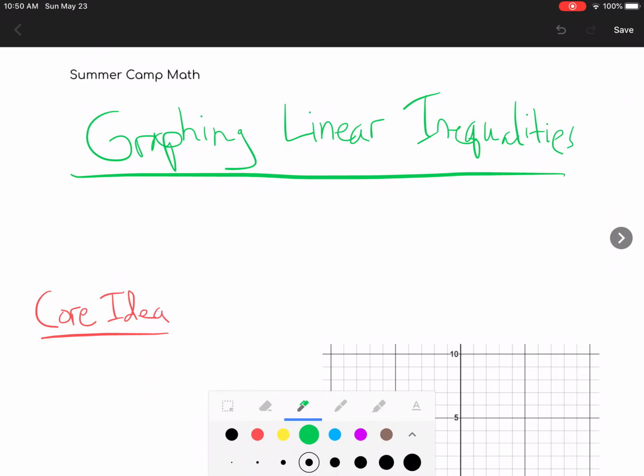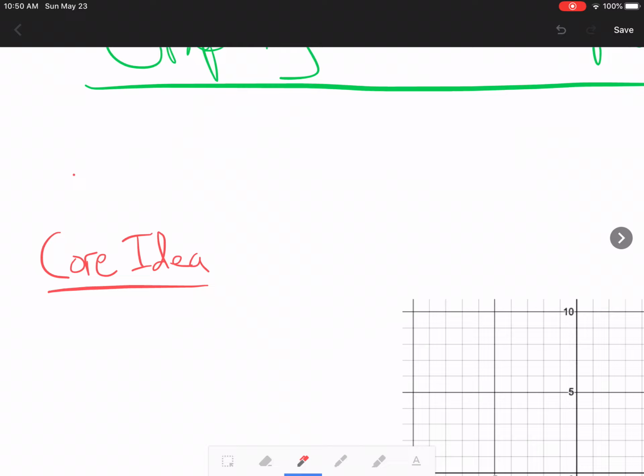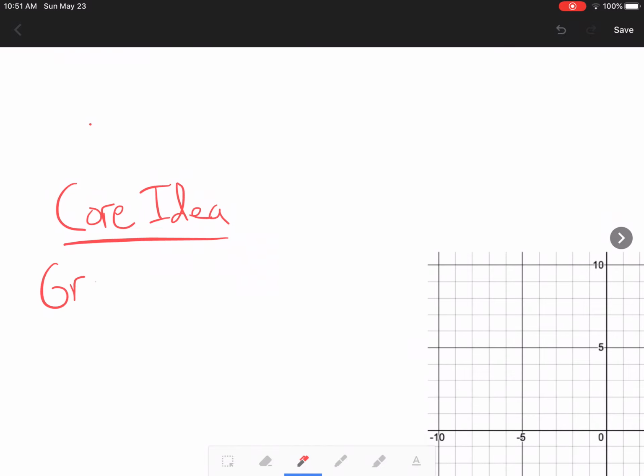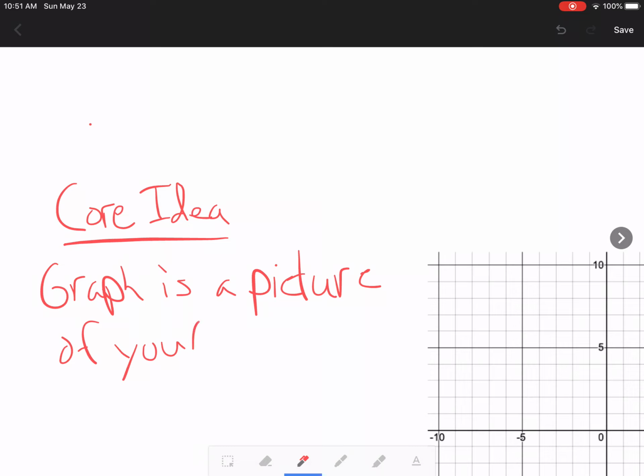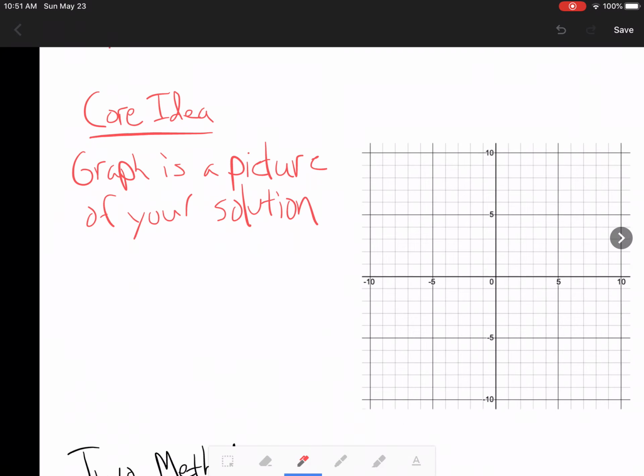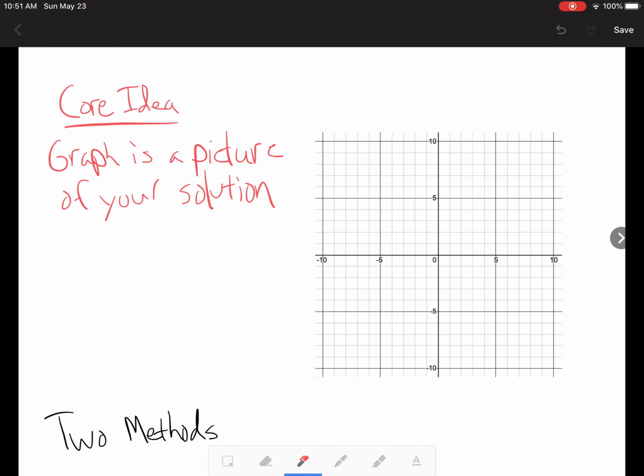Now, we're going to start with a core idea here. And our core idea is that a graph is a picture of your solution. When we're graphing these straight lines, we can take any point on that line and it will satisfy that equation. We need to keep this in mind as we talk about graphing linear inequalities.